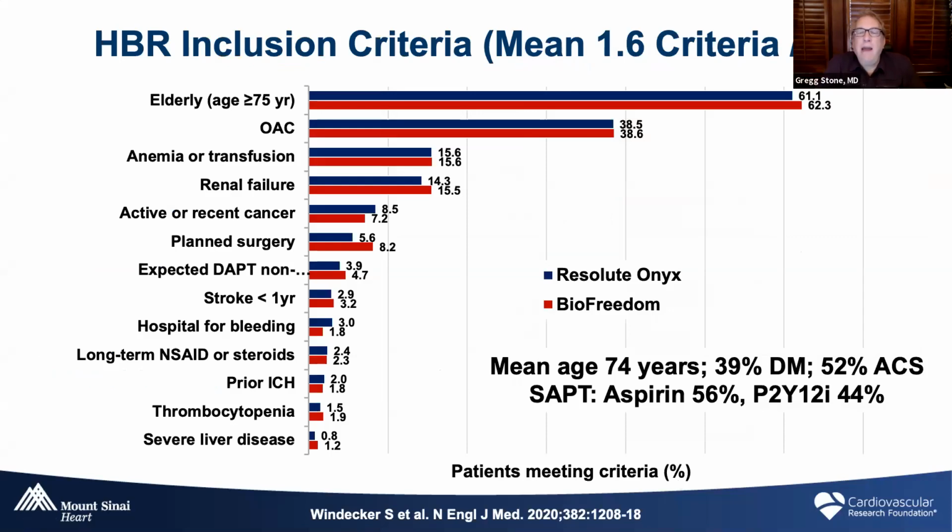And these were truly high bleeding risk patients. So about 60% were greater than 75, about 40% were on chronic oral anticoagulants, about 15 or 16% were anemic or received recent transfusions, 15% had renal insufficiency, et cetera, et cetera. The mean age was 74 years, 32% had diabetes, 52% had ACS. And what we allowed was also 1 month DAPT, and then at 1 month, you could drop either the aspirin or the P2Y12 inhibitor. And patients continued on with aspirin in 56% of patients by operator choice, and with P2Y12 inhibitors, usually clopidogrel, in 44% of patients.